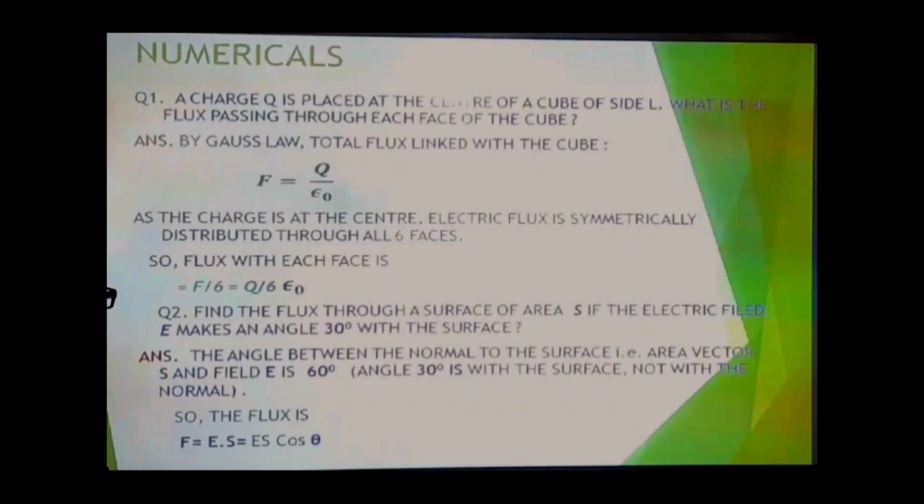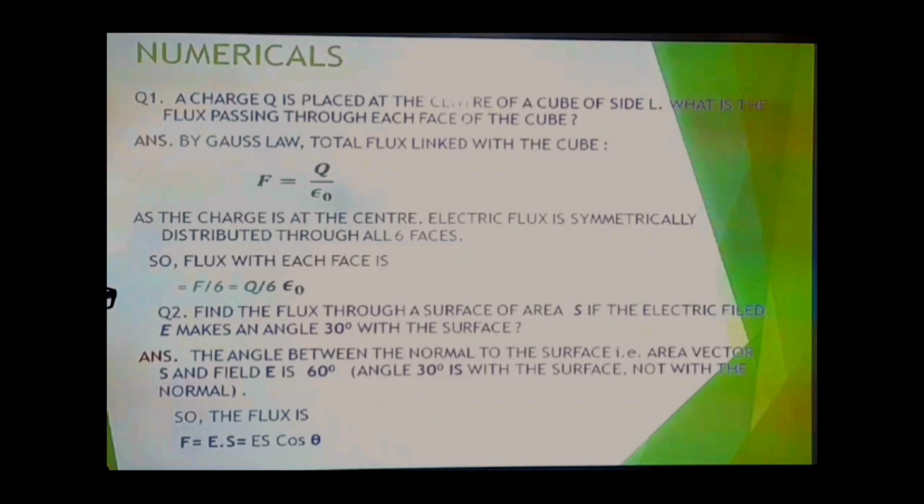So in this particular example, we are taking a cube. Cube means all the sides are equal. The side is capital L, and what is the flux coming through each face of the cube? We have seen that 6 faces are there. Out of the 6 faces, what is the flux coming out of only one surface? So the answer is here. For the whole cube, the flux is capital Q by epsilon naught.